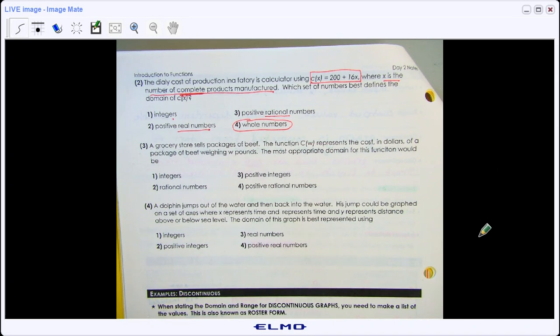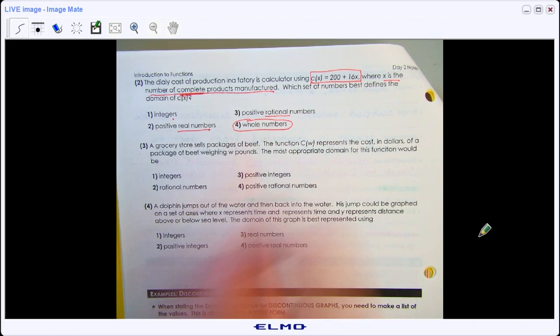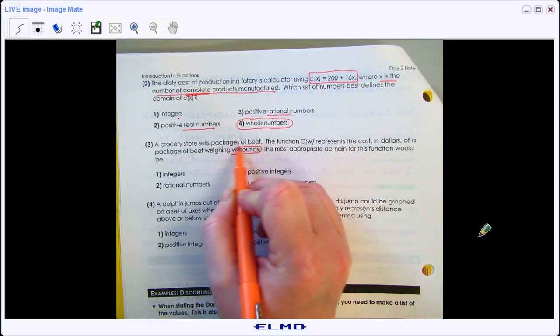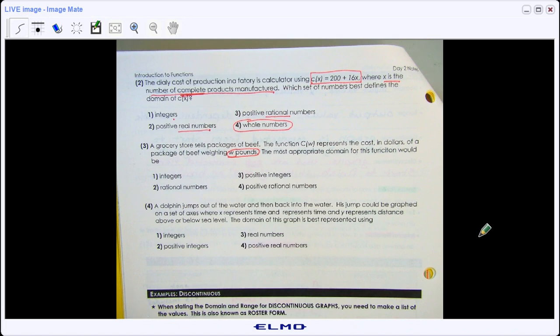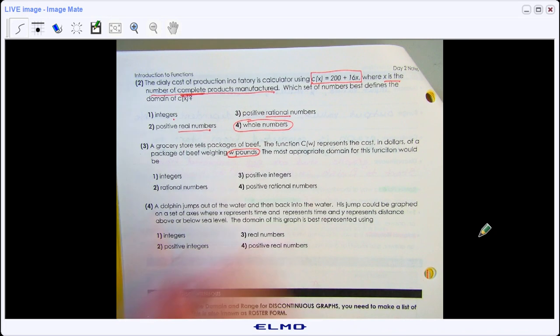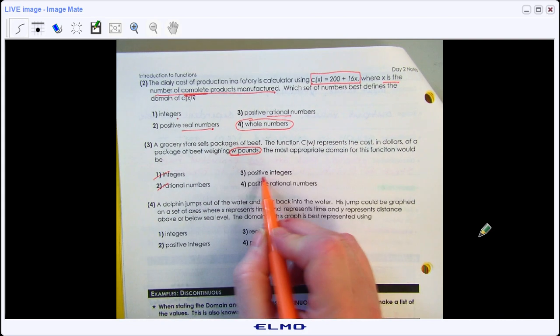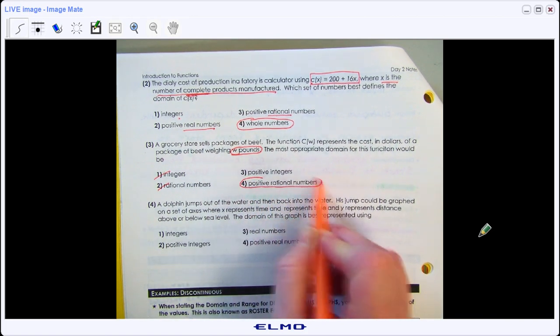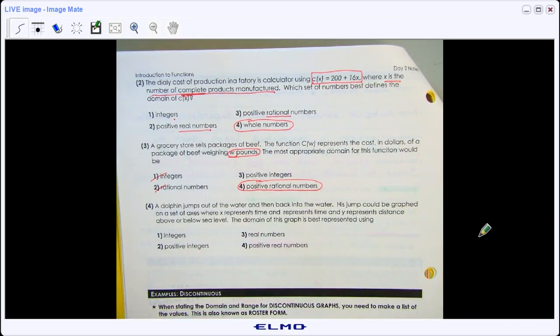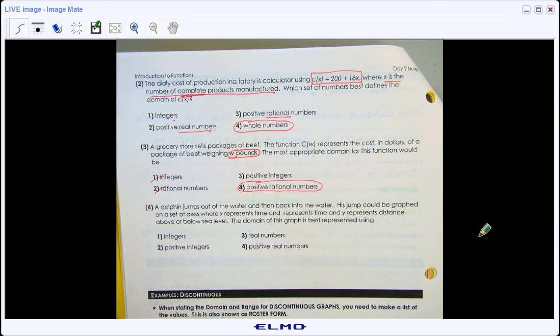Number 3, a grocery store sells packages of beef. The function C of w represents the cost in dollars of a package of beef weighing w pounds. So again, our domain is a weight here. For the most appropriate domain, it's not going to be anything negative, so choice 1 and 2 are out of the running. But it being a weight, it can have decimals and fractions. So it's going to be any positive rational number.